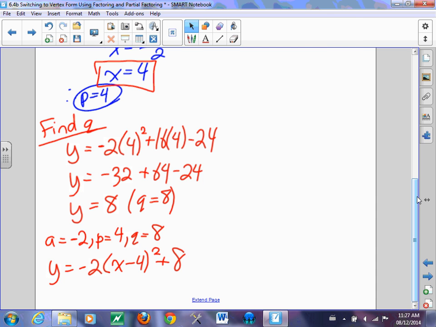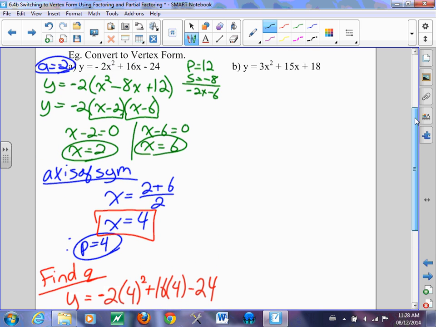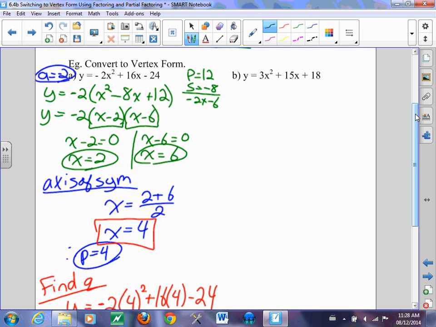Awesome. Okay, I'd like you to try following the same steps to do the second example by yourself. So pause. Okay, welcome back. Hopefully you've tried this independently. Step 1, ladies and gentlemen, of factoring is to common factor out a 3. So you should have x squared plus 5x plus 6.